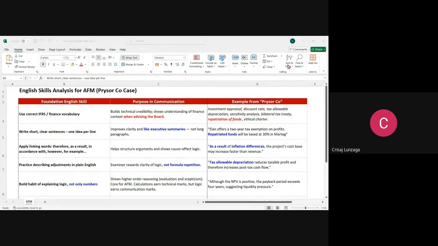And the purpose of that is to help you structure your arguments. It shows cause and effect logic. Let me just read the example given here. As a result of inflation differences, the project's cost base may increase faster than revenue. So we use the linking word as a result of.